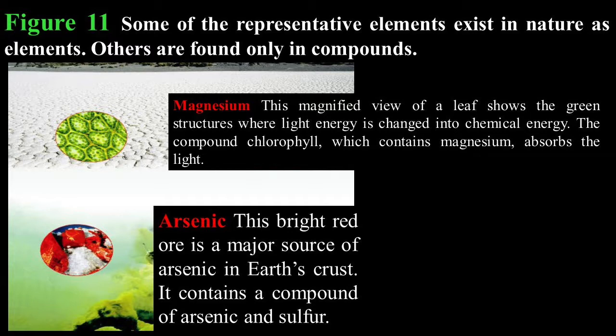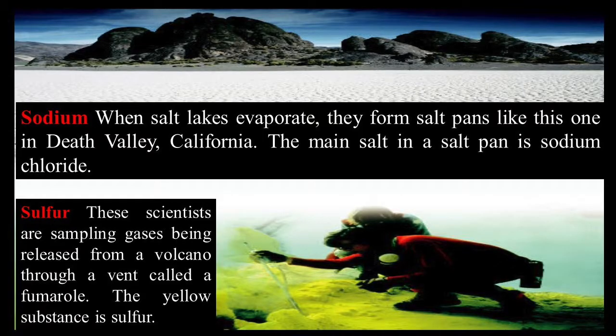Arsenic: the bright red ore is a major source of arsenic in the Earth's crust. It contains a compound of arsenic and sulfur. When salt lakes evaporate, they form salt pans, like this one in Death Valley, California. The main salt in a salt pan is sodium chloride. Sulfur: these scientists are sampling gases being released from a volcano through a vent called a fumarole.